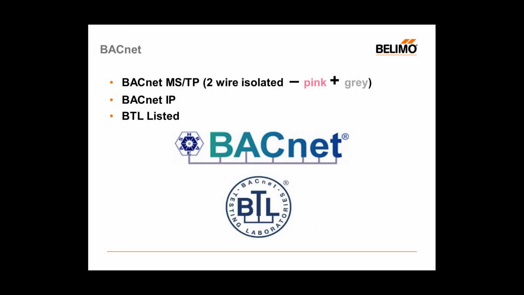Another thing, the Energy Valve is a BTL-listed BACnet application-specific controller. So it is capable of both BACnet over MSTP or BACnet over IP communications. The BACnet over MSTP communication is done through a 2-wire isolated network. We have a pink and a gray wire. It is important to note that the pink wire would be the negative and the positive wire is the gray wire.